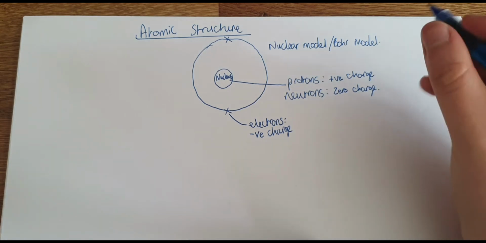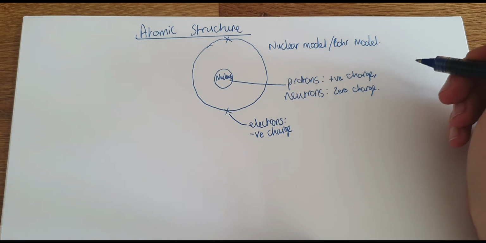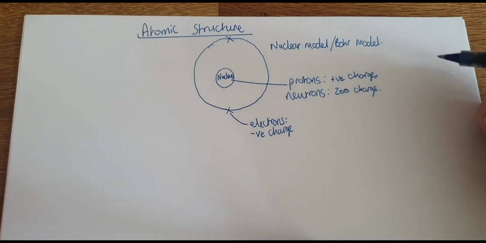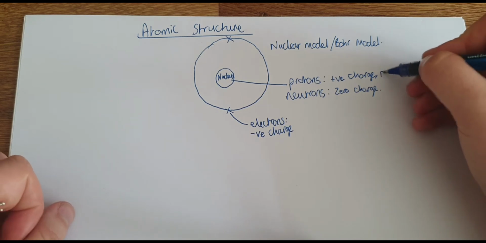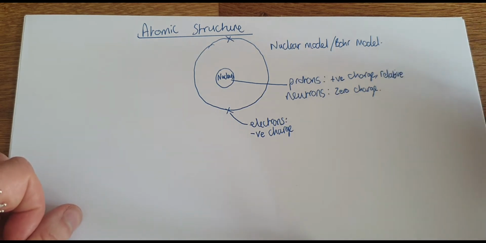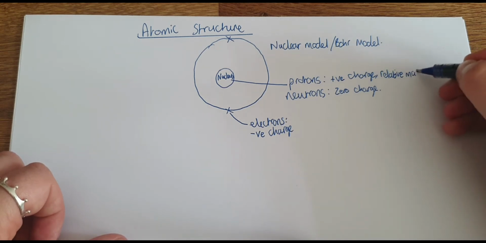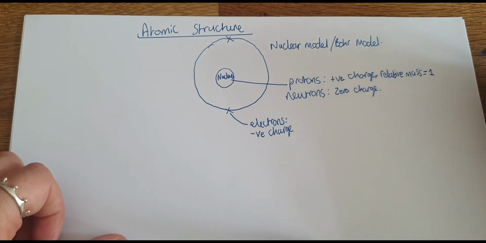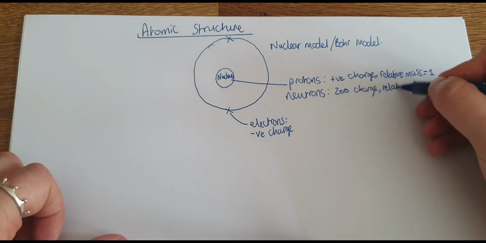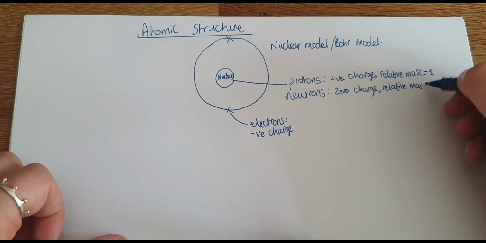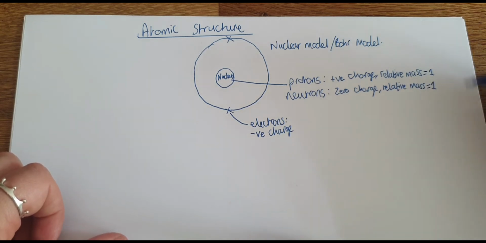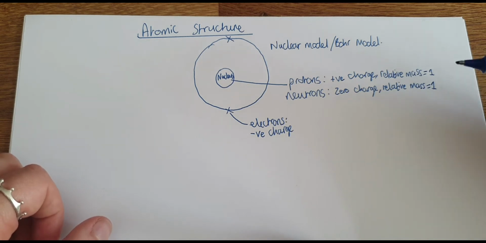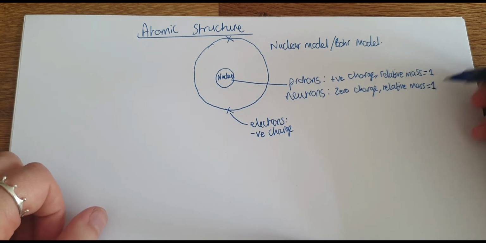In addition to that, other information you need is the relative mass number. So you have a proton, the relative mass is 1. For neutrons, relative mass is also 1. Remember the word relative means compared to something else. So the proton compared to the neutron, well, if they're both 1, then they're about the same size.